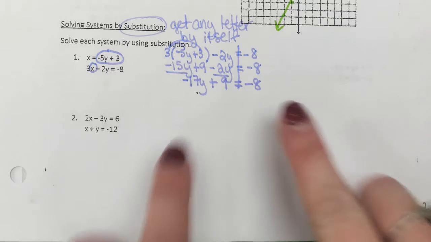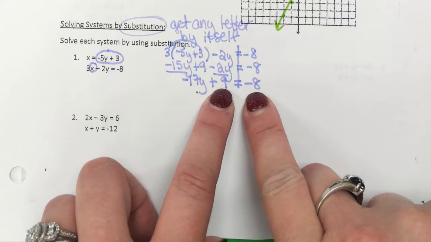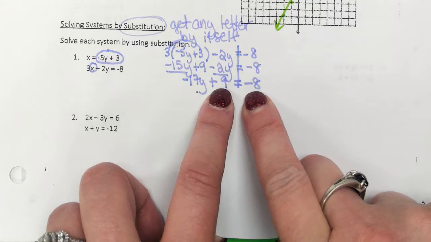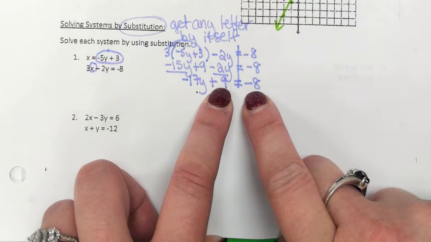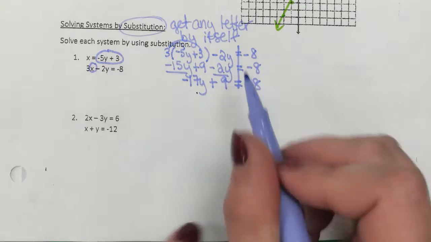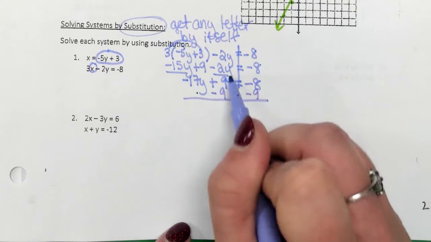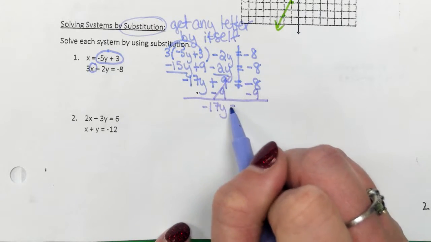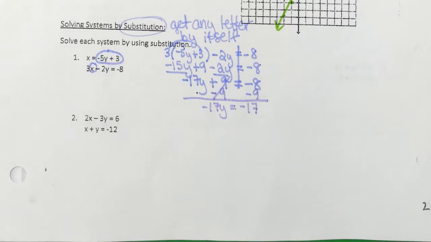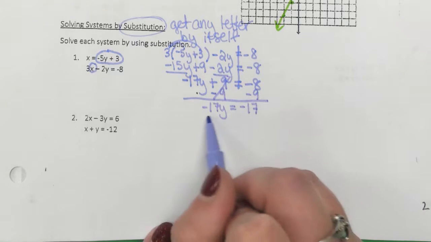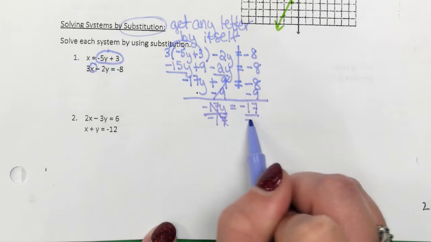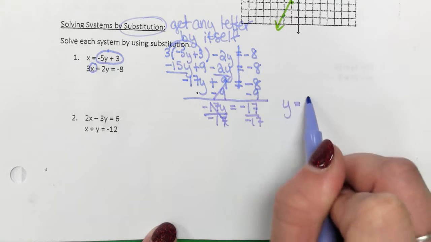All right, but now, you see how the 9 and the negative 8 are on different sides? That's when you take the different sign. That's when you change the sign. So now you're going to subtract 9 like you always do. And negative 8 minus 9 is negative 17. All right, divide by negative 17. And what's y equal? 1.